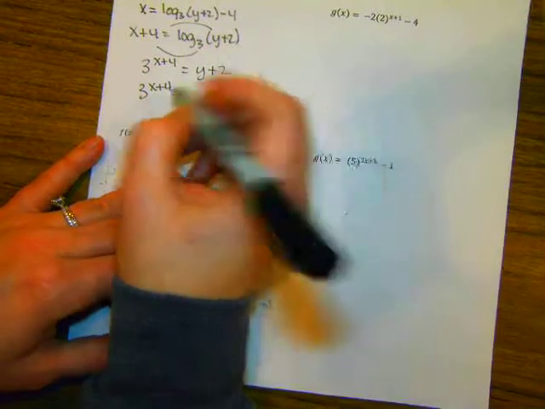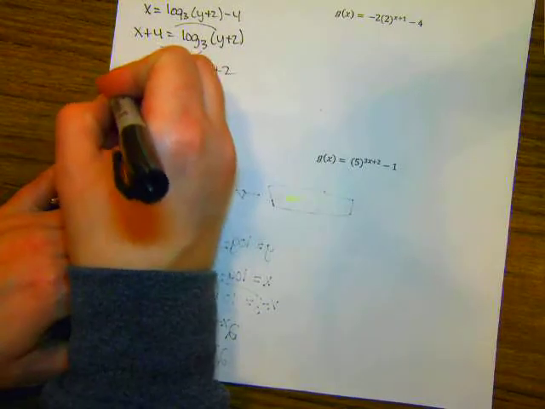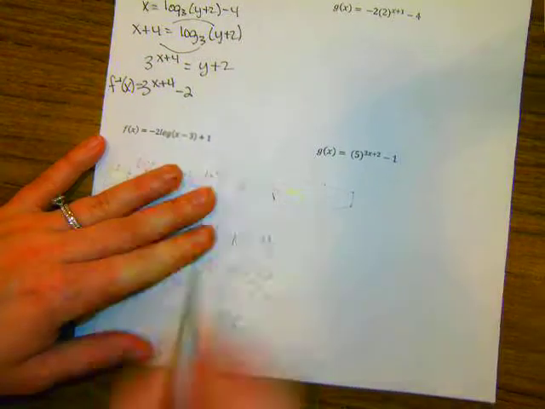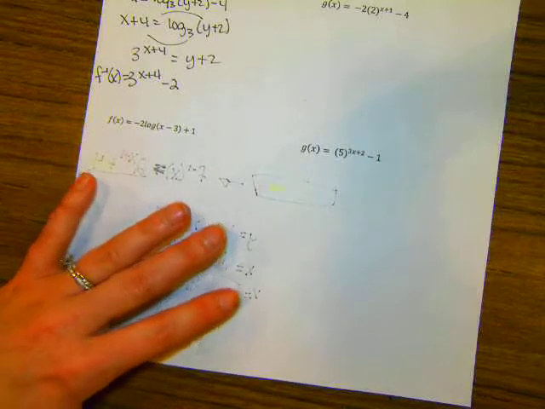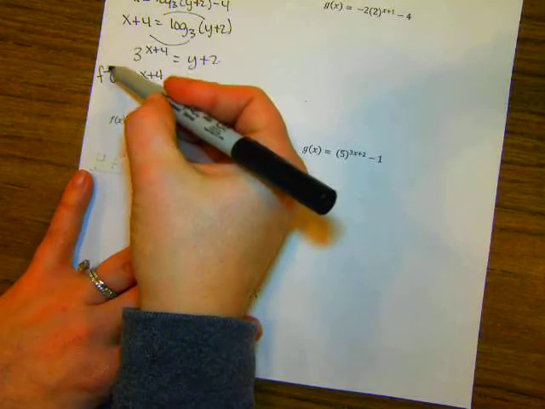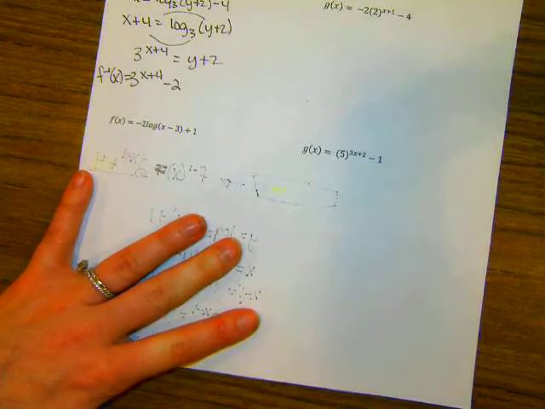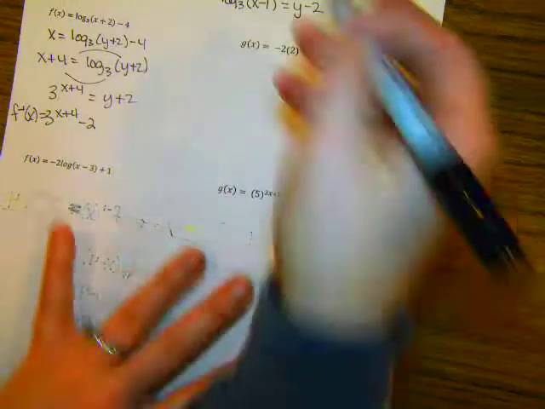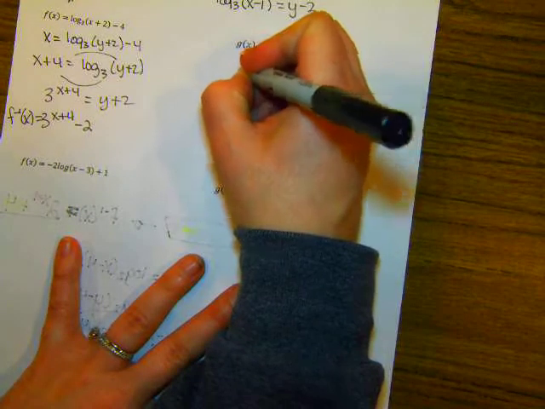So when you write your final answer, make sure you write it with that -1 up there. So there is the inverse. Again, this -1 shows inverse. Let's try this one. Same thing, switch the x and the y.